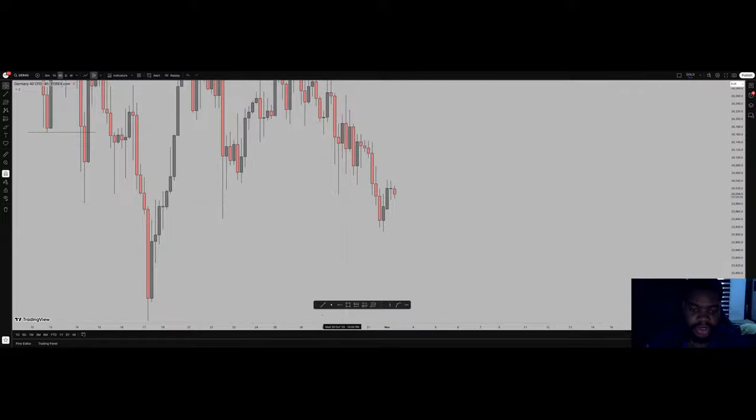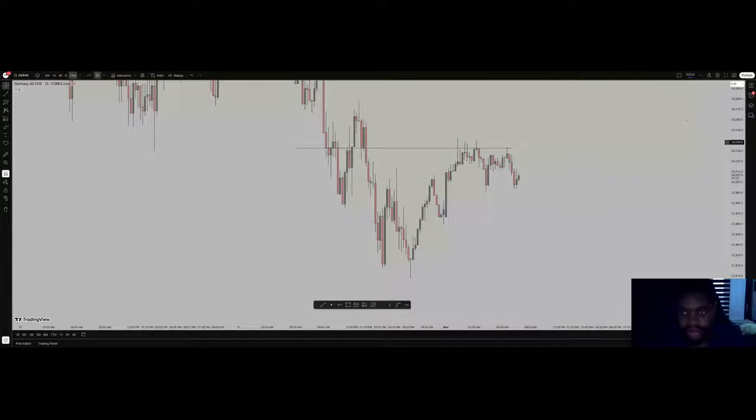We have this open close here. Price has rejected this open close. So let's go to the 15 minutes now and see if we have a break on the 15 minutes. I think we've missed this. We missed this. So we have that rejection.